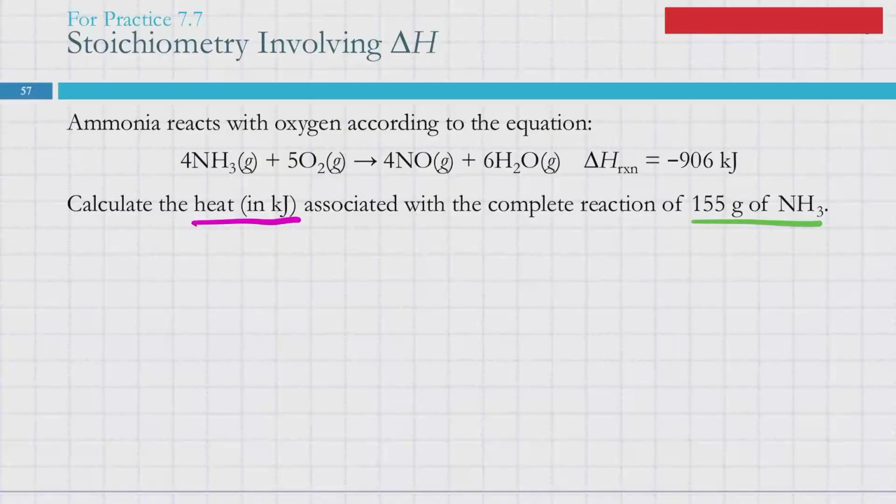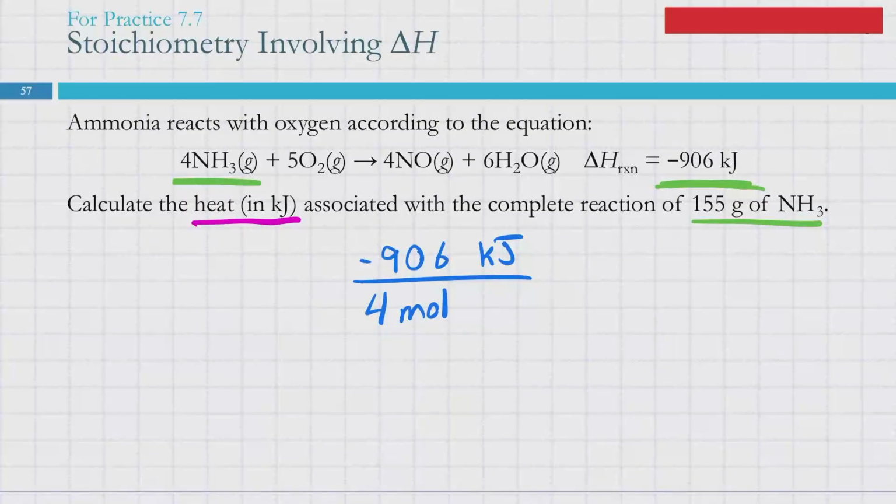What are the two things that we care about in our chemical equation? NH3. We care about NH3. The 906 kilojoules. And we care about the kilojoules. So we're going to take those two things out, and that's our conversion factor for that step. We're producing 906 kilojoules of energy. That's what the negative means. We're releasing that much energy for every 4 moles of ammonia.